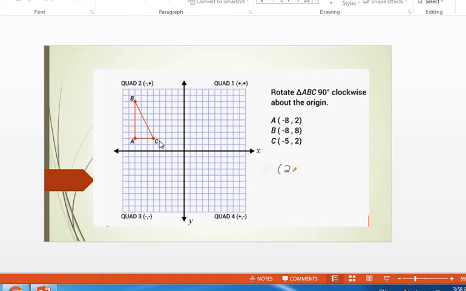Moving to point C, I want to know the ordered pair. It will be 1, negative 2, negative 3, negative 4, and then negative 5. So here will be negative 5, and go up how many? 1, 2. So it will be (-5, 2). By writing all the ordered pairs of A, B, and C, we have finished the third step.